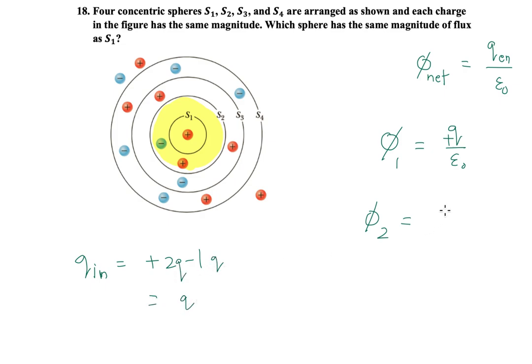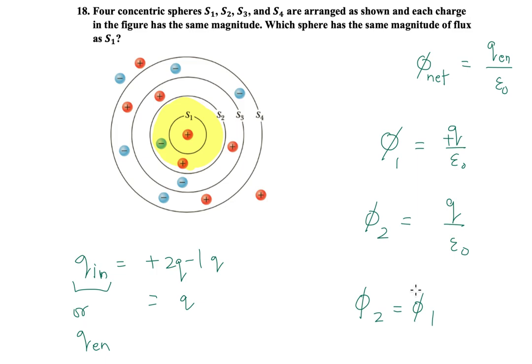Q in or Q enclosed, you can write either, is the same thing. So for the second surface we again got Q over epsilon. So we can see that phi 2 is equal to phi 1. The flux for the second surface is exactly equal to the flux of the first surface, and that's the answer for this question.